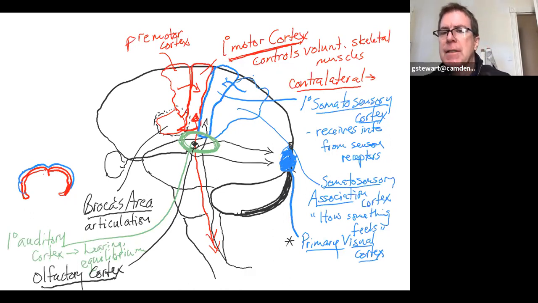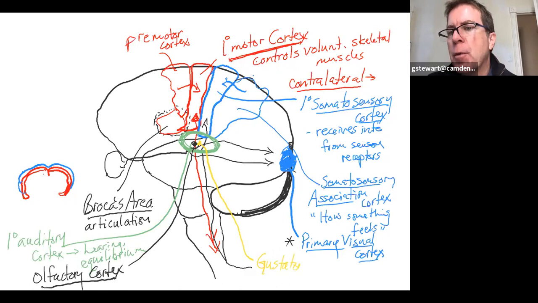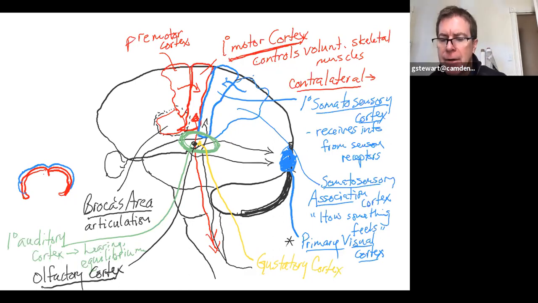The gustatory cortex, which is the sense of taste, is the same area. Let me use a different color. I'll use yellow. That's the sense of taste. That's where we interpret what we're tasting. So the auditory, olfactory, and gustatory cortex are all located in the same temporal area.